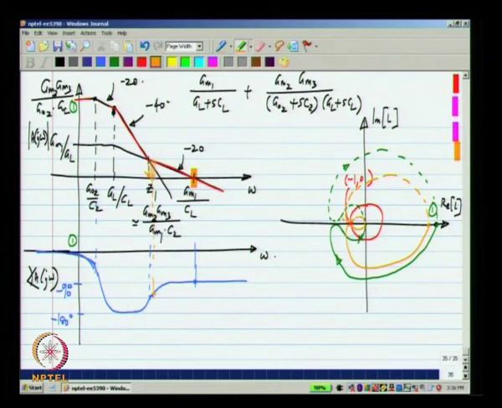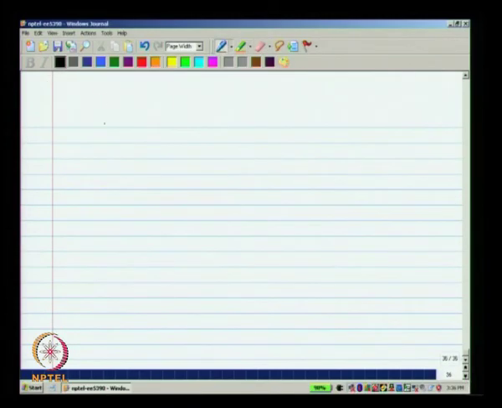So, this clearly means that the 0 has to occur before the unity gain frequency, okay, because if the 0 did occur after the unity gain frequency and you had 2 poles before the unity gain frequency, at the unity gain frequency the phase shift would be very close to minus 180 degrees. Okay. Let me draw it on a different plot.